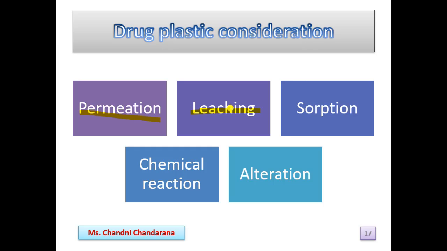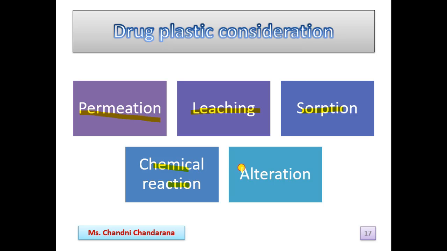Then next is sorption. So what is it? This process involves the removal of constituents from the drug product by the packaging material. The therapeutic efficacy of a product may be reduced due to sorption, and it may change the chemical structure, pH, solvent system and concentration of the active ingredients. The next is chemical reaction. Certain ingredients in a plastic formulation may react chemically with one or more components of a drug product.